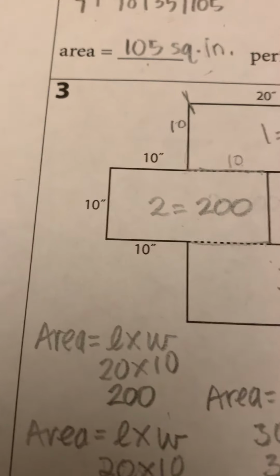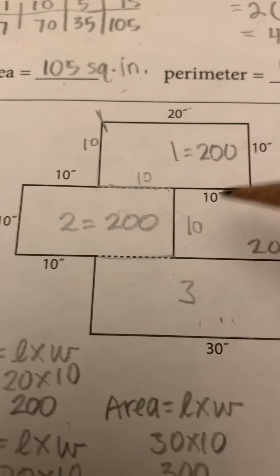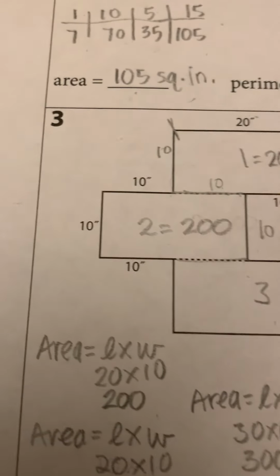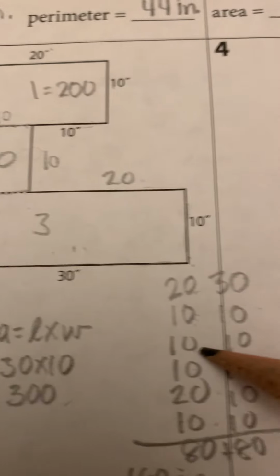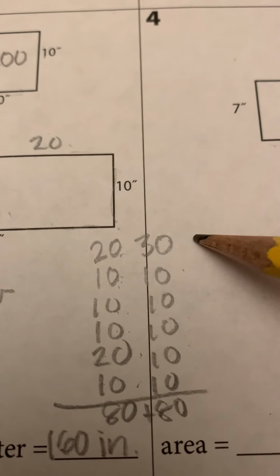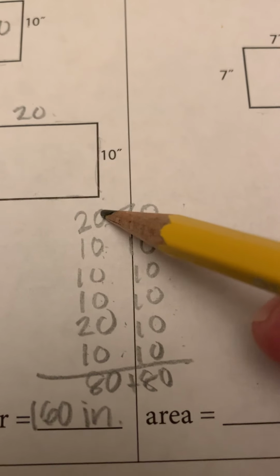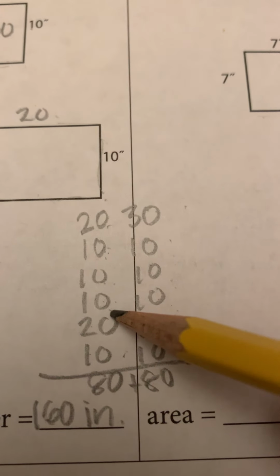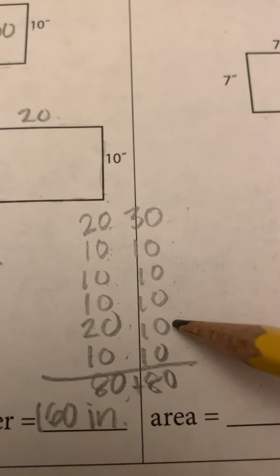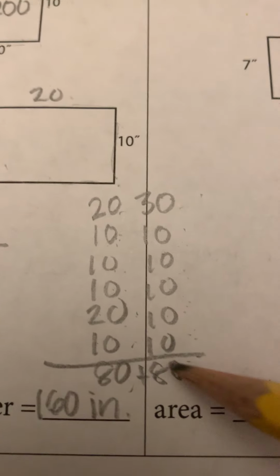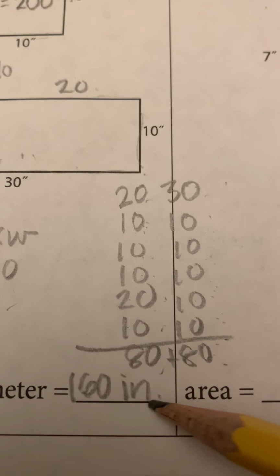I might have messed up. Let's see. 1, 2, 3, 4, 5, 6, 7, 8, 9, 10, 11, 12. Oh no, I'm good. I added this. 3, 4, 5, 6, 7, 8 tens is 80. 80 and 80. 80 double is 160 inches.